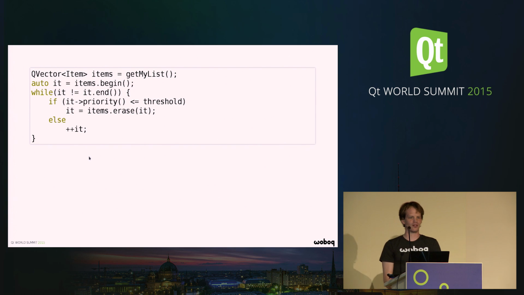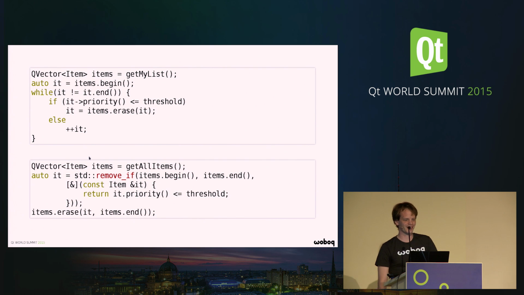So what does this code do? It might not be obvious, but if I show it like this, it basically removes the items if the priority is smaller than the threshold. This is the way you write remove if with the standard library. If you're not familiar with it, it might look strange, but it's a pattern. It's always remove if, and then begin, end, condition.